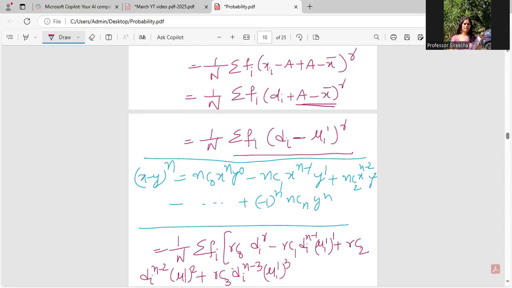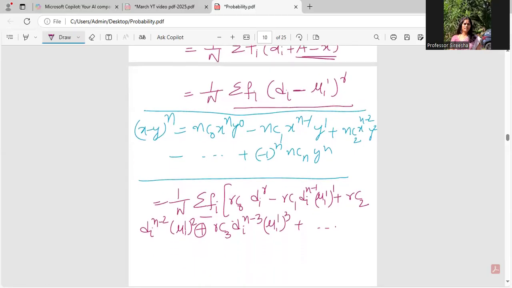Of course, the signs are plus, minus, plus, and this should be a minus, and next it would be plus. For all even powers of mu 1 prime it is plus, and for all odd powers of mu 1 prime it is minus, because mu 1 prime has a minus sign in front. Otherwise, all would be plus for a binomial expansion, right?